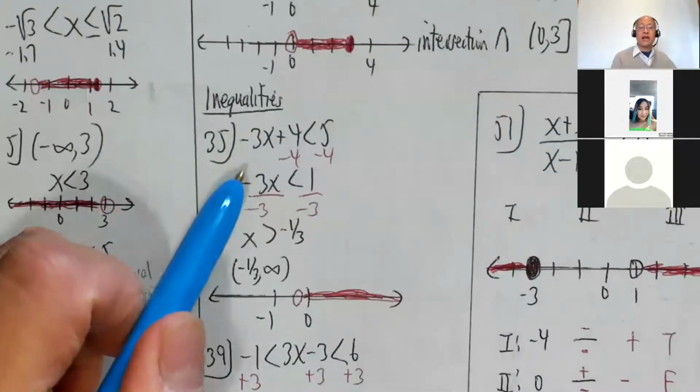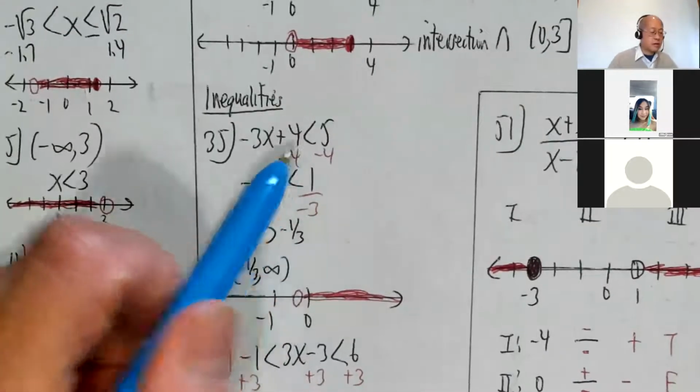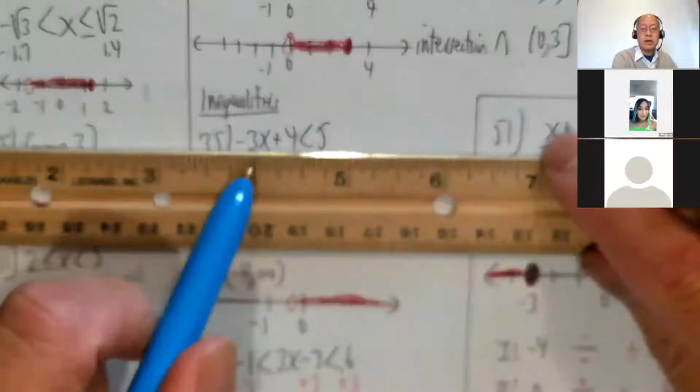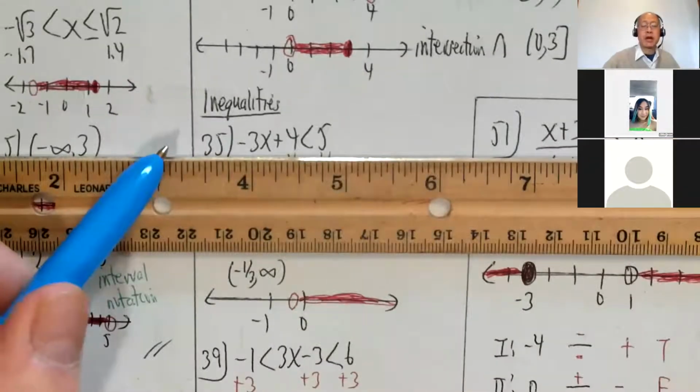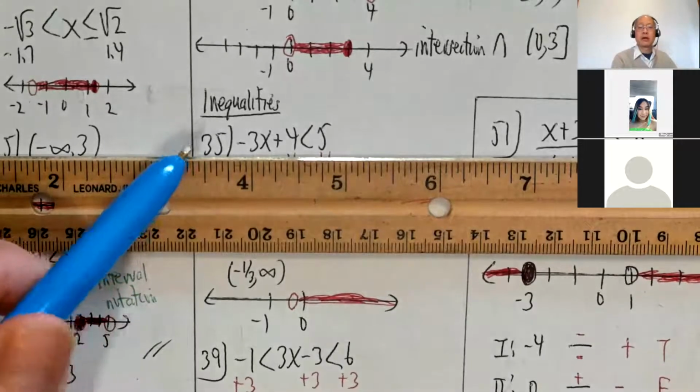All right, so 35, -3x plus 4 is less than 5. Oops. This thing has a mind of its own sometimes when it comes to focusing.